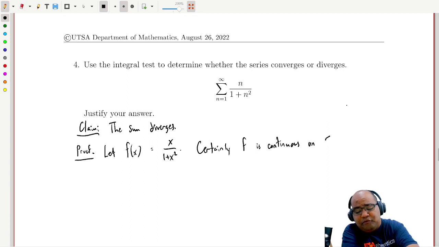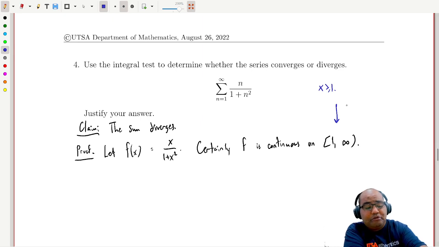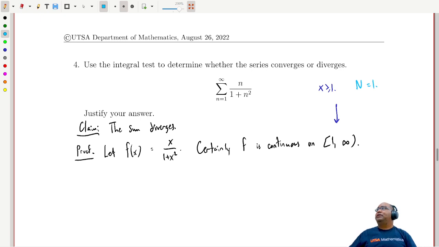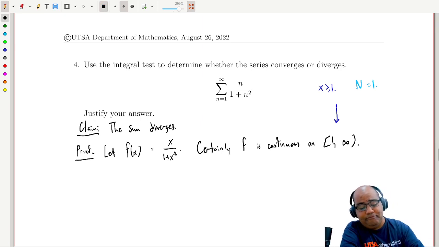F is continuous on the interval from 1 to infinity, okay? Now remember that this interval notation just means x greater than or equal to 1. So in this case, our capital N, for the moment, is 1. Now we need to show that this function is decreasing on this interval. That's the next step.